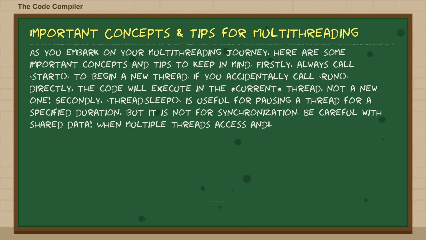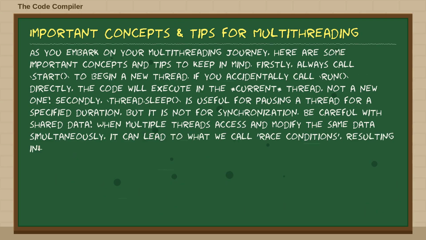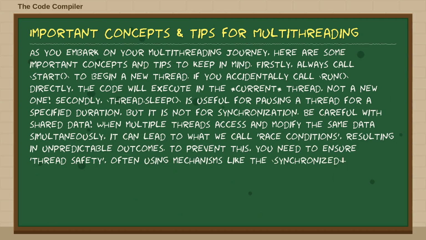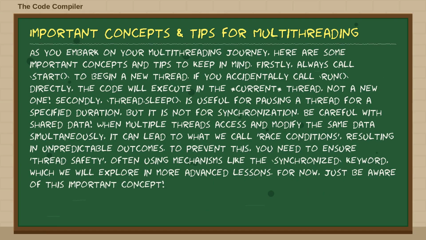When multiple threads access and modify the same data simultaneously, it can lead to what we call race conditions, resulting in unpredictable outcomes. To prevent this, you need to ensure thread safety, often using mechanisms like the synchronized keyword, which we will explore in more advanced lessons. For now, just be aware of this important concept.